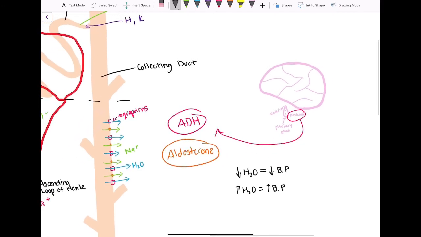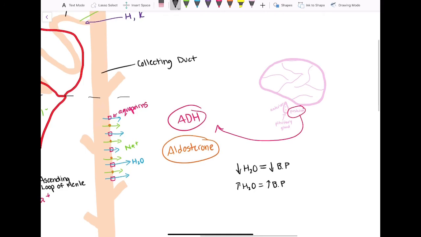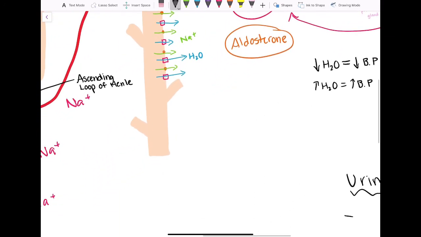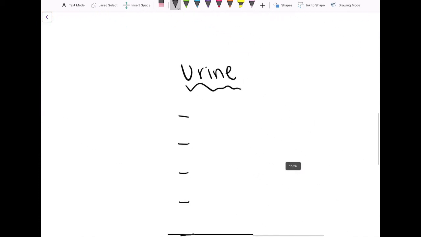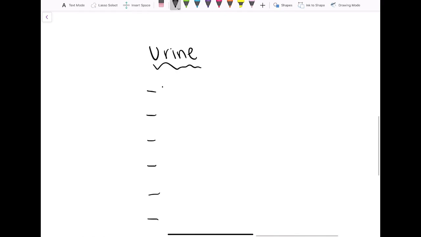The filtrate, now called urine, moves through the ureter and into the bladder. Your urine is mostly made up of water, urea, sodium, chloride, potassium, and inorganic substances.